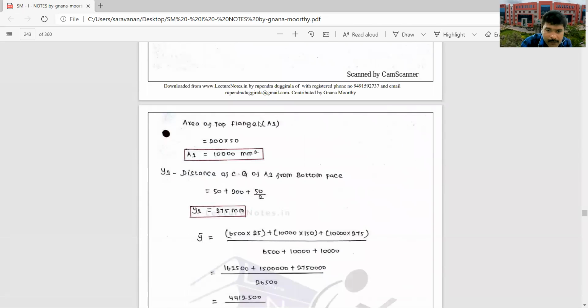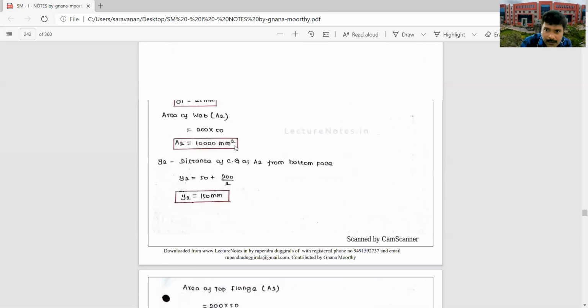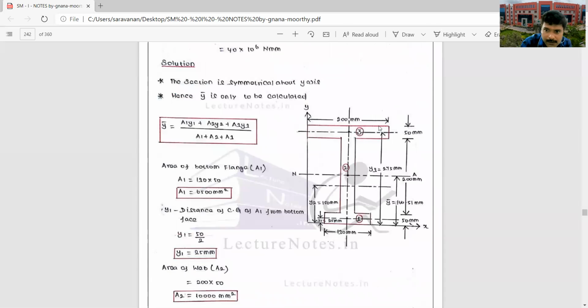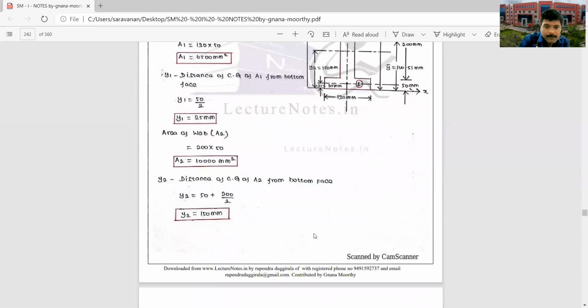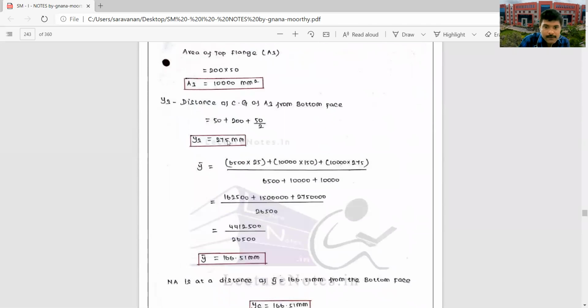The area of the top flange, A3: section 3 is the flange cross section 200 by 50. Therefore A3 is 200 by 50. And y3 is the distance from the bottom to the CG of this portion: 50 plus 200, then 50 by 2, so 250 plus 25, which is 275 mm. So y3 is 275 mm.